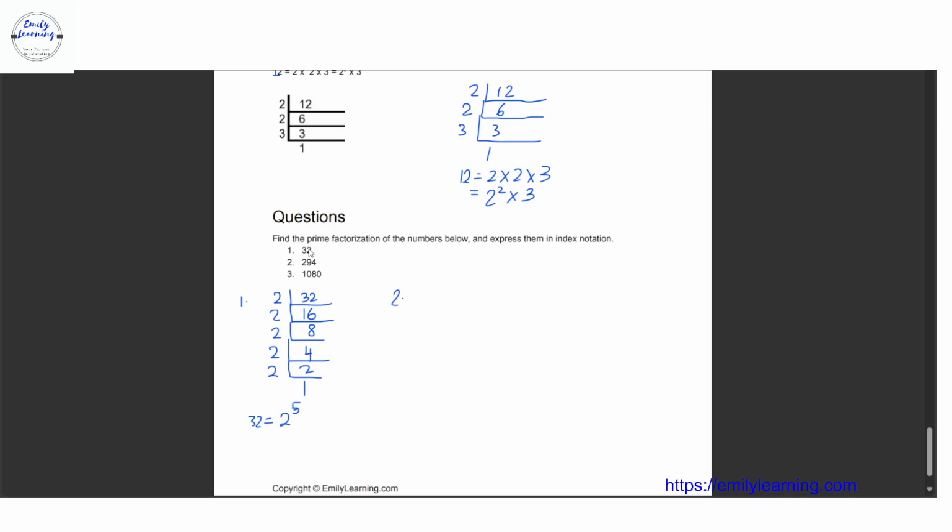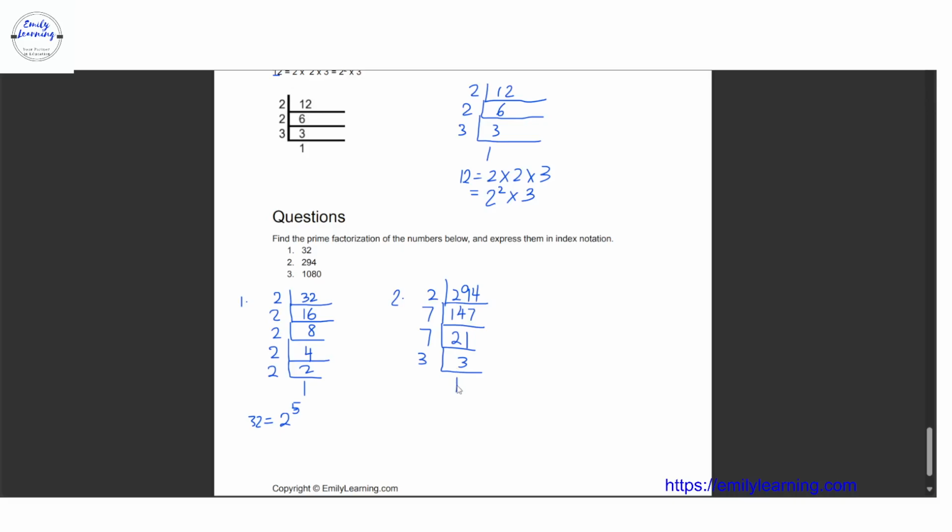Question 2, we are going to express 294 as a product of its prime factors, and write it in index notation form. So I'm going to use this working again. 294 is an even number, so I'll divide it by 2, I get 147. 14 and 7, so I know that is divisible by 7. So I'll use 7, and I'm left with 21. 21 divided by 7 again, I'll be left with 3. 3 is a prime number, I'll divide it by 3, and I'll be left with 1, and I can stop here.